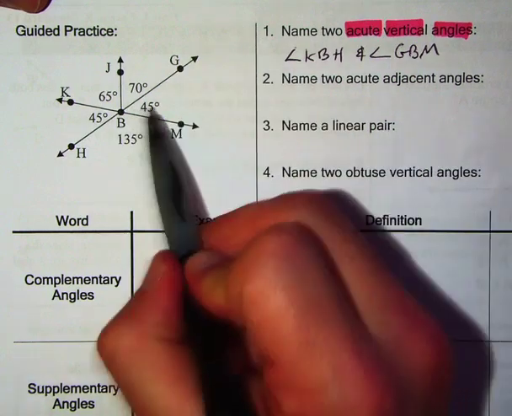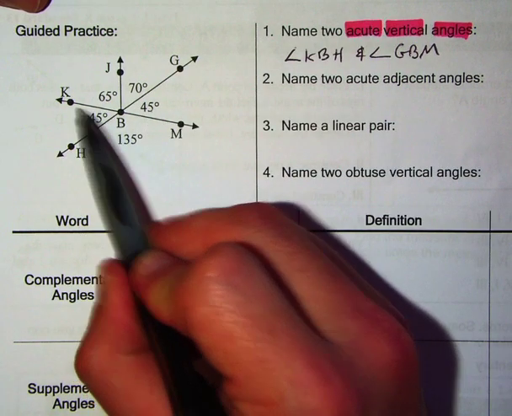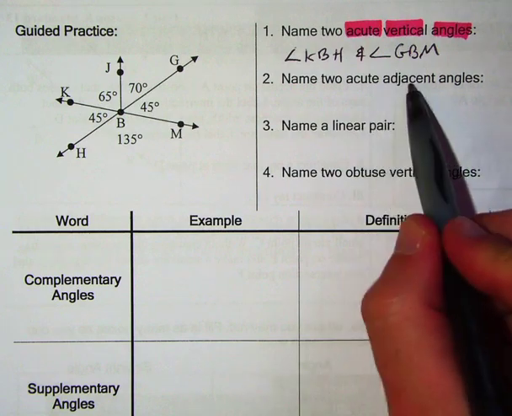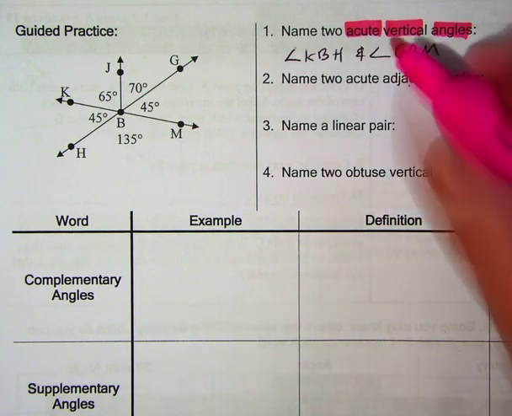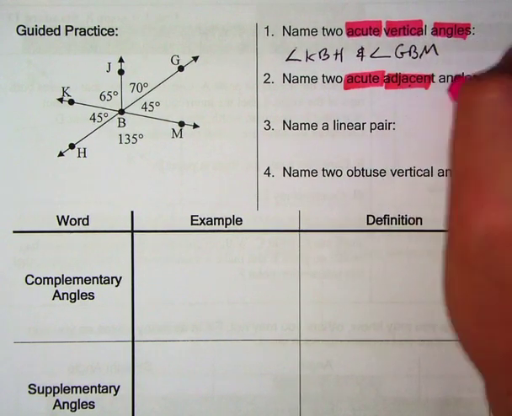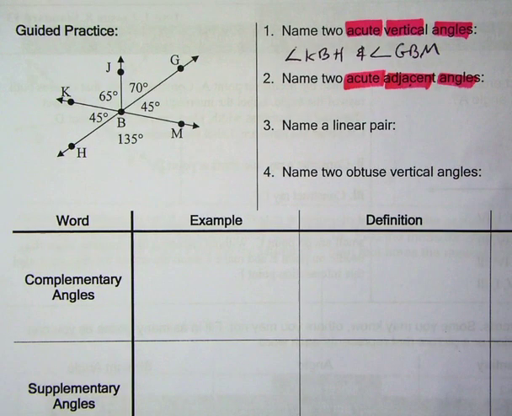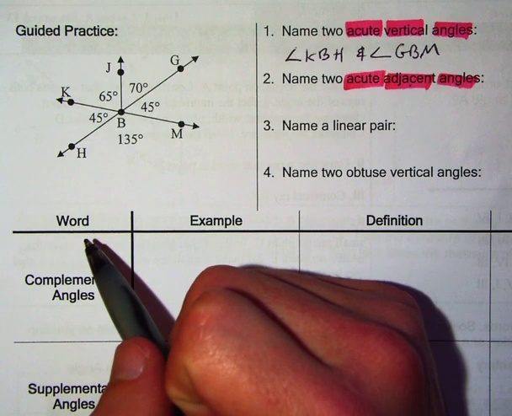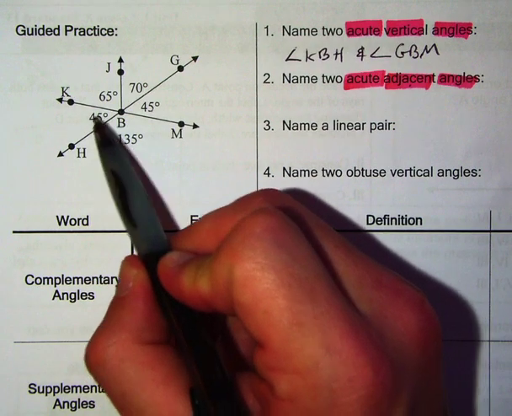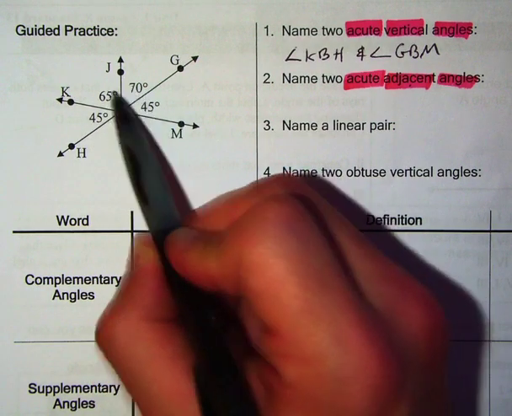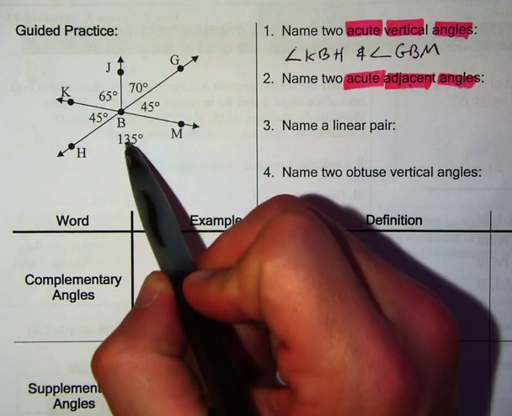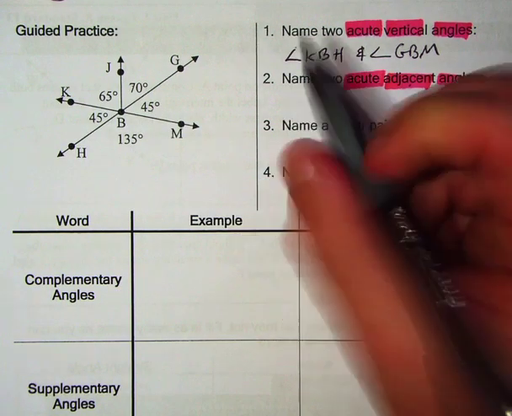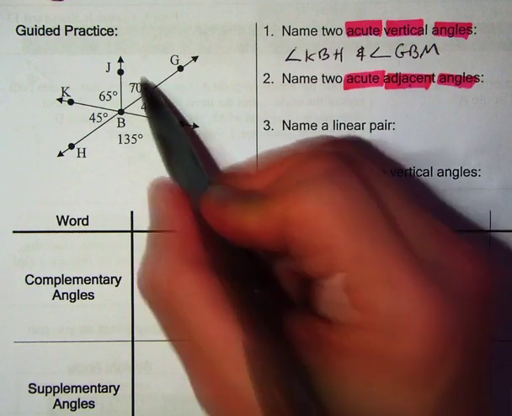GBM are acute, that's the classification, and they're vertical. Let's name two acute adjacent angles this time. So acute and adjacent angles. Okay, so they have to be acute, so that means they're going to be less than 90, and adjacent. Well, I could say these two, I could say these two, or I could say these two. I just can't use the 135 because that's obtuse. So how about we just use these two angles here.